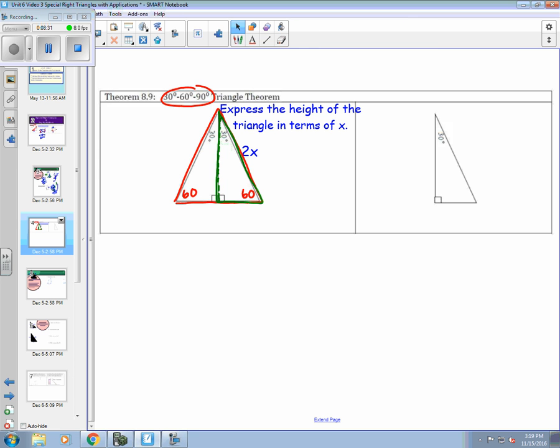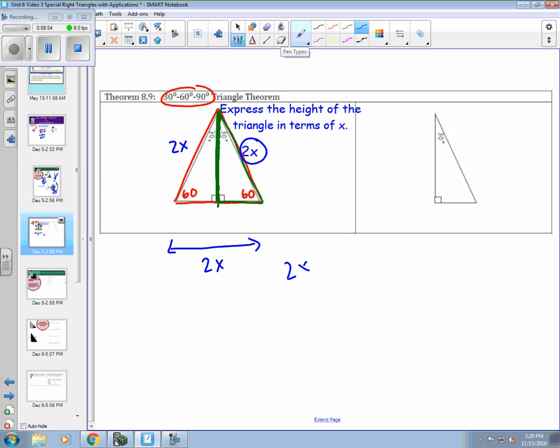Well, if it's an equilateral triangle, we know if this side is called 2x, that means this side's 2x, and this whole length down here is 2x. But when we draw on this height, we not only split that angle in half, we also split this length into two equal pieces. So what would the length of each one of those be? It would be half of 2x. Well, what's 2x divided by 2, or half of it? A single x.